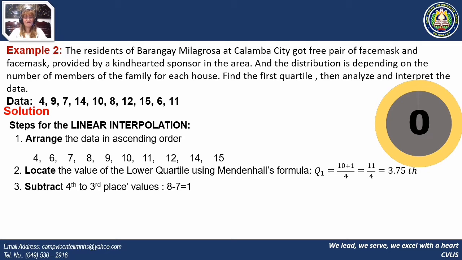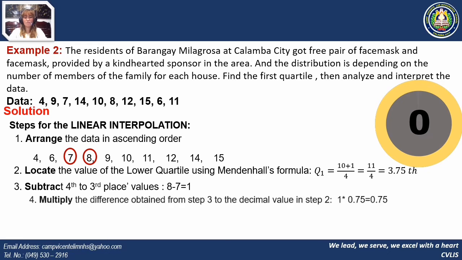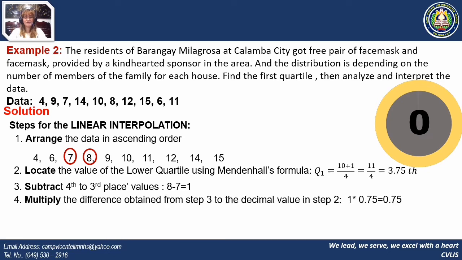So we have a value of 8 for the fourth position and 7 for the third. So we have a difference of 1. Multiply the difference obtained from step 3 to the decimal value in step 2. So the decimal value is 0.75 and the difference is 1. So we have a product of 0.75.